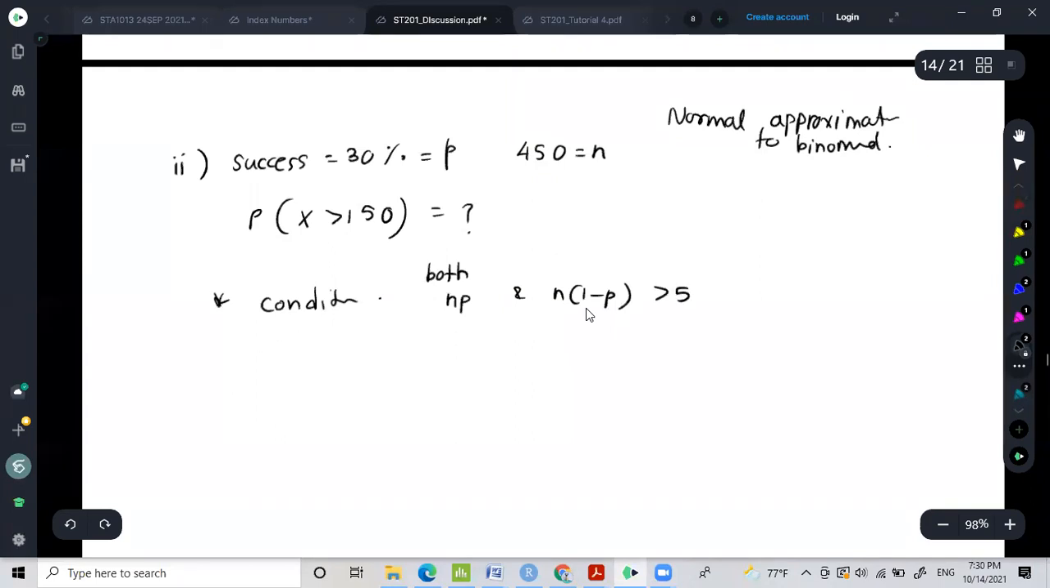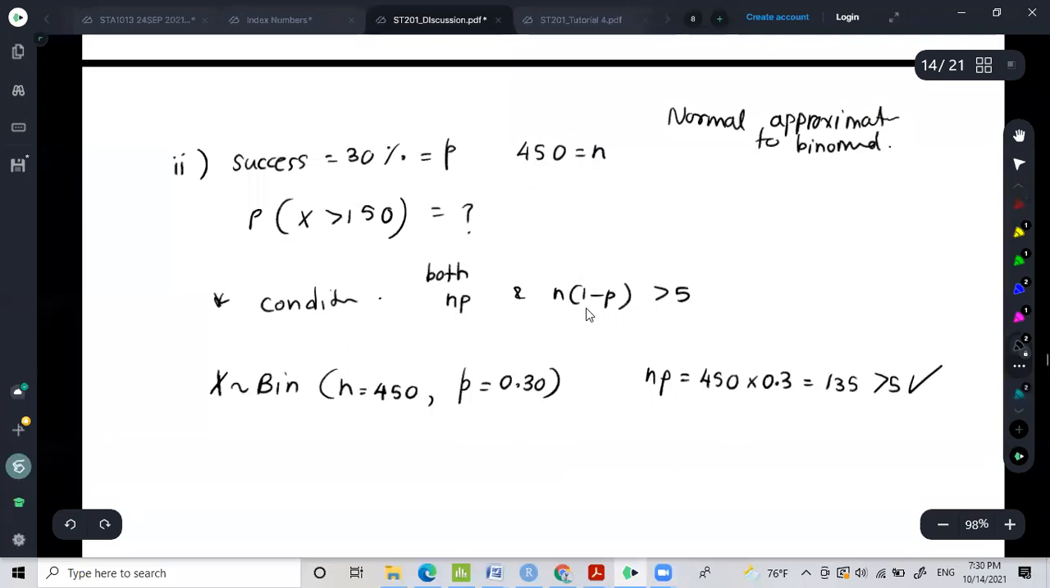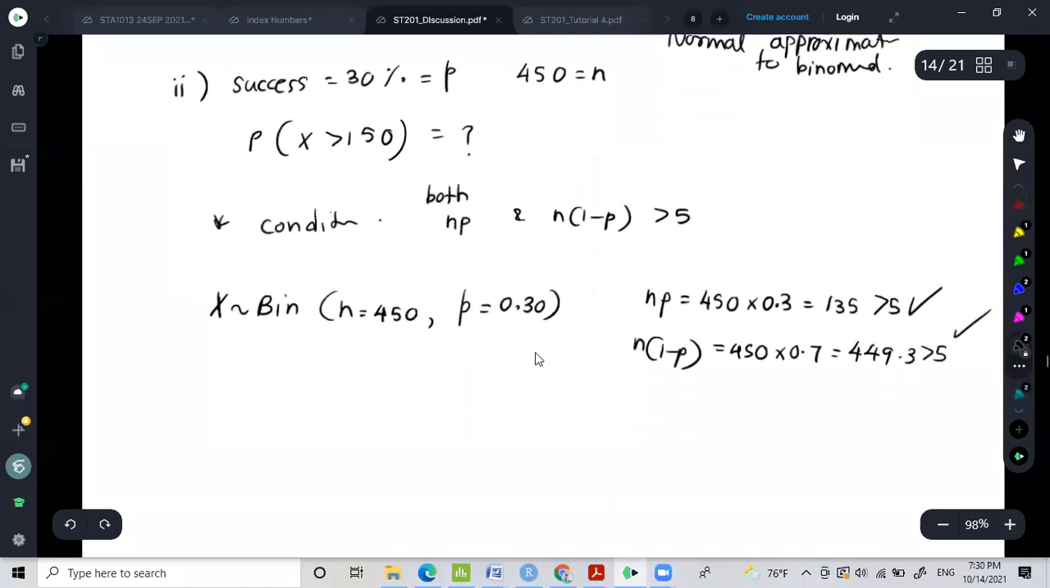Let's first check it. What is the binomial distribution here? n is 450, p is 30%. Therefore np is 450 times 0.3, which is 135, obviously greater than 5, so that's okay. n times 1 minus p is 450 times 0.7, which is even bigger, so that's also okay. So the conditions are satisfied.